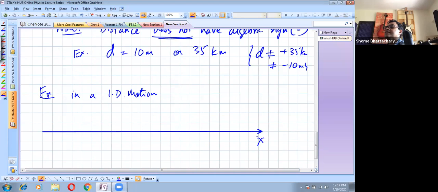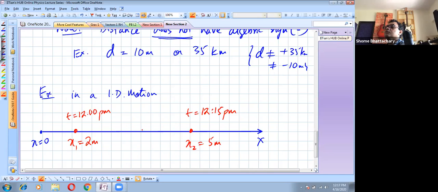This is the x-axis, and this point is my x equal to 0. Now let us say we are talking about a particle which is located initially at time t equal to, let's say, 12 p.m. It is located at x1, let us say, equal to 2 meters. Then from here it moves to this point at t equal to, let's say, 12:15 p.m. It is located at x2 equal to, let us say, 5 meters.